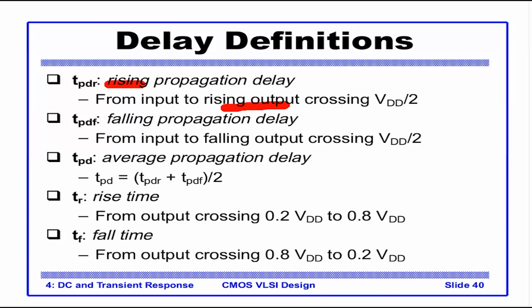These things are arbitrary. For a particular technology, for a particular design, somebody might decide to use the 10-90%, so 0.1 to 0.9, and so on. So these are just definitions for one particular technology, for one particular application. These can be changed as the purpose requires.